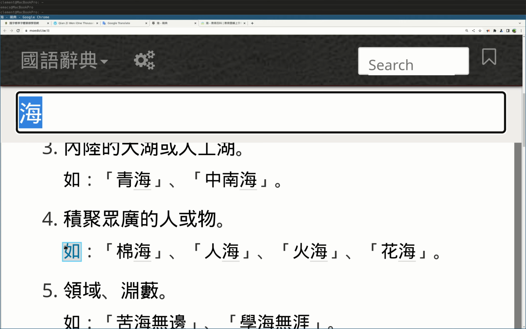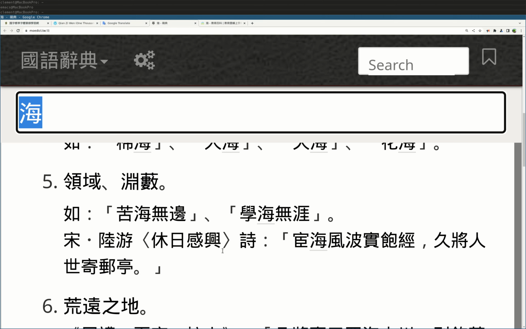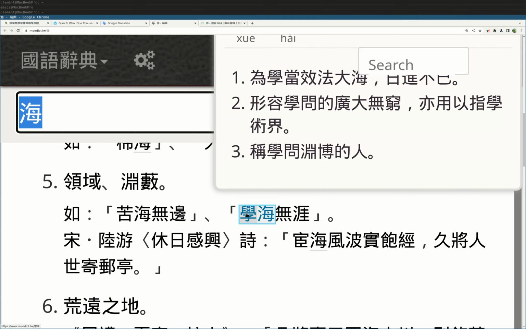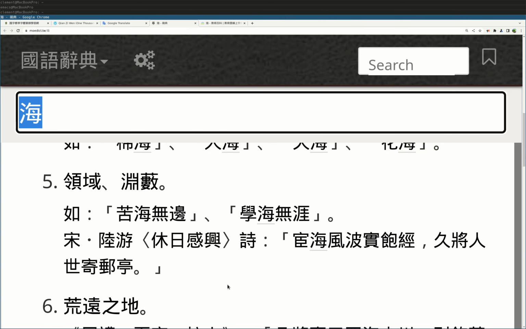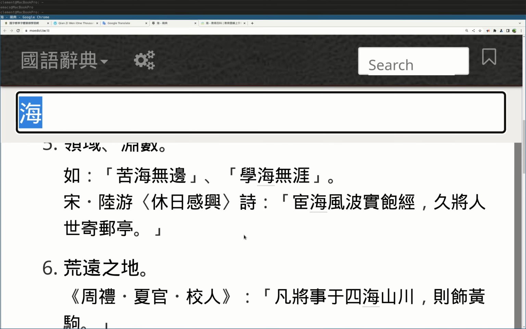And one very important meaning of hai is that it also means a group of people, a lot of people. Huohai means a big flame, a disaster we have with a fire. Kuhai means you have a lot of bitterness. And 学海 means there's learning, and there's too much learning, no end for learning. So for everything very wide, we use hai also.